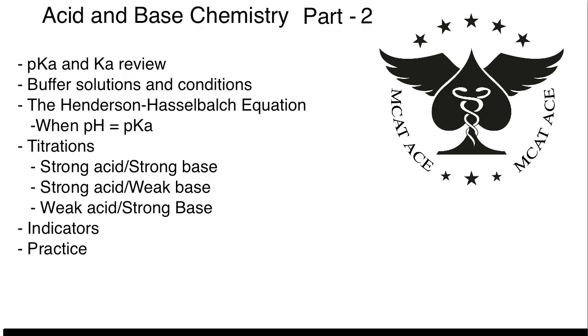All right, and then we will briefly cover indicators. There will be a chart that I can bring up just to take a look at the different indicators, because you want to pick your indicator based on the various pH ranges that you're looking to titrate at, and that can depend on the strength of your acid or base involved. And then, as usual, we will wrap up with a practice session, especially since we already had part 1, we need to practice some questions regarding acid-base chemistry. So let's go ahead and get started with the general but brief review of pKa and Ka.